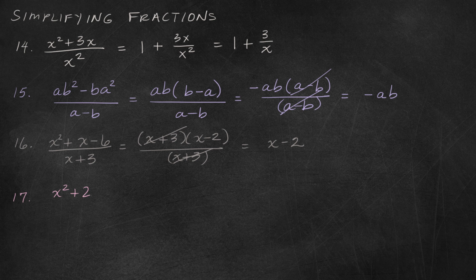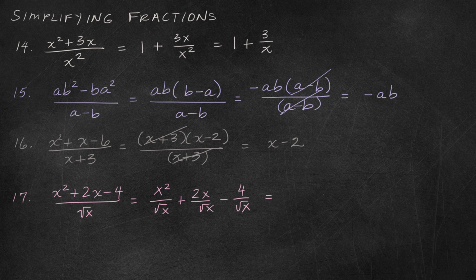x squared plus 2x minus 4 over square root of x. When you have more than one term in the numerator and one term in the denominator, you can separate this into multiple fractions. So it becomes x squared over square root of x plus 2x over square root of x minus 4 over square root of x. Now we want to simplify this, and there's a few ways that we can do this.